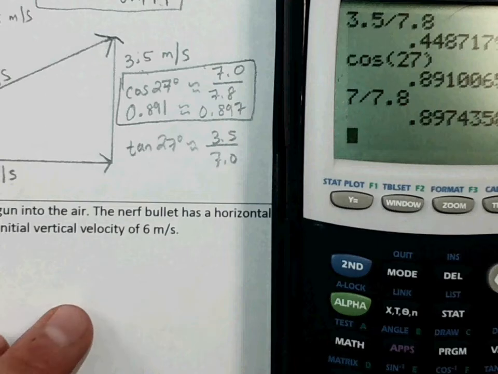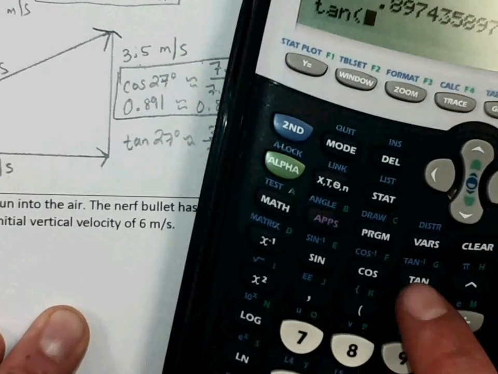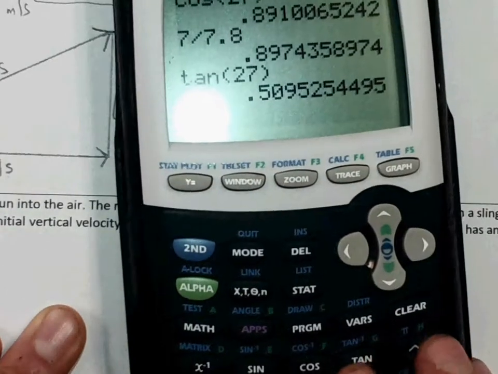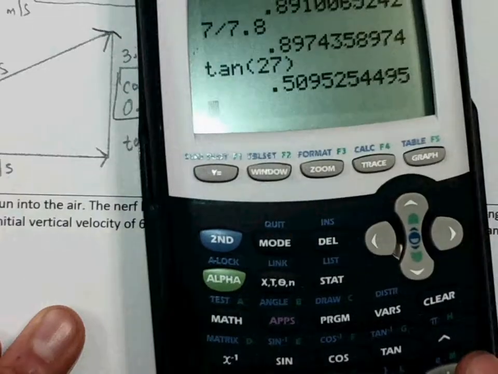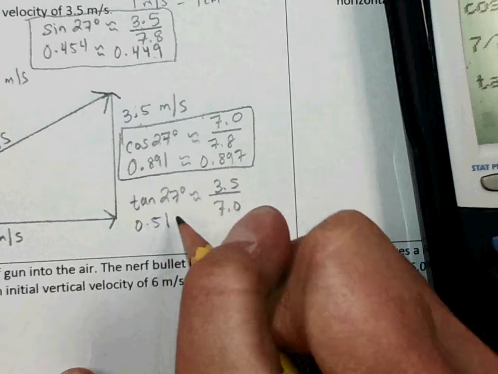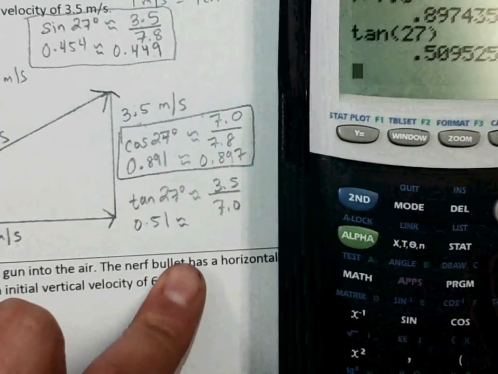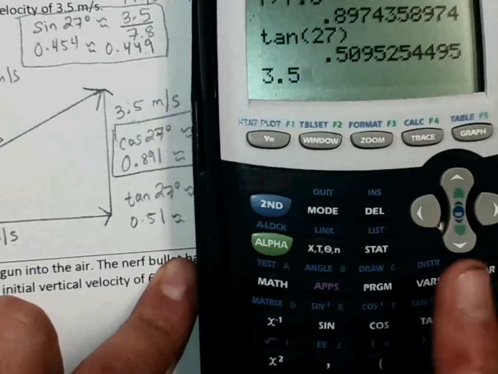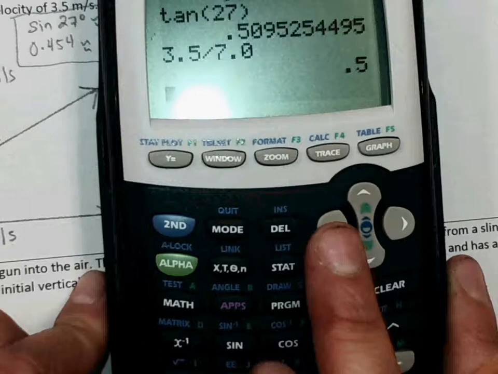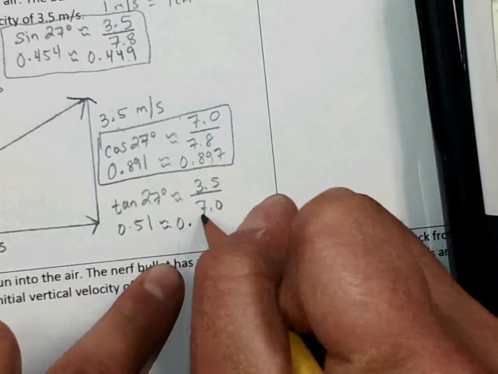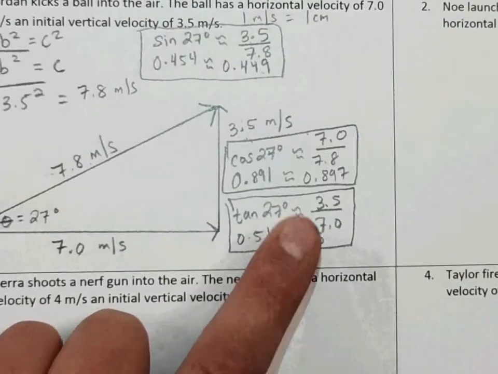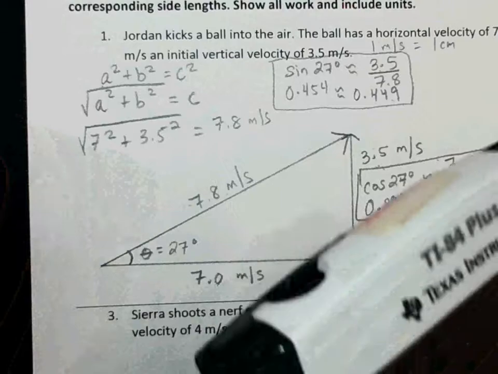So I'll plug into the calculator. Calculator still in degree mode. Tan, the tan button is next to the cosine button. Tan 27 equals, get the value, 0.5095. I'll round it to 0.51. 0.51 is approximately equal to 3.5 over 7.0, and that's 0.5. So those are approximately equal. If I could measure perfectly with my angles, they would definitely equal each other.